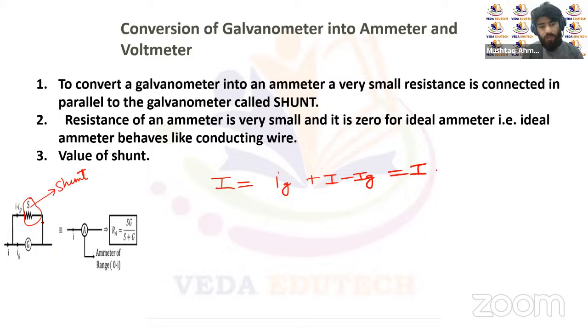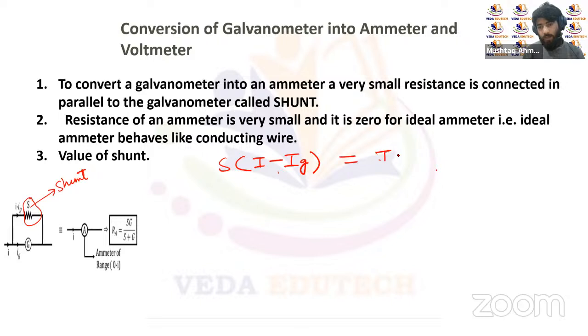So the shunt resistance and the galvanometer are parallel to each other. It means whatever the potential drop across the galvanometer will be, the same will be the potential drop across the shunt resistor as well, right? So we can write S multiplied by (I minus IG) must be equal to IG multiplied by G. What is this G? G is the resistance of the galvanometer.